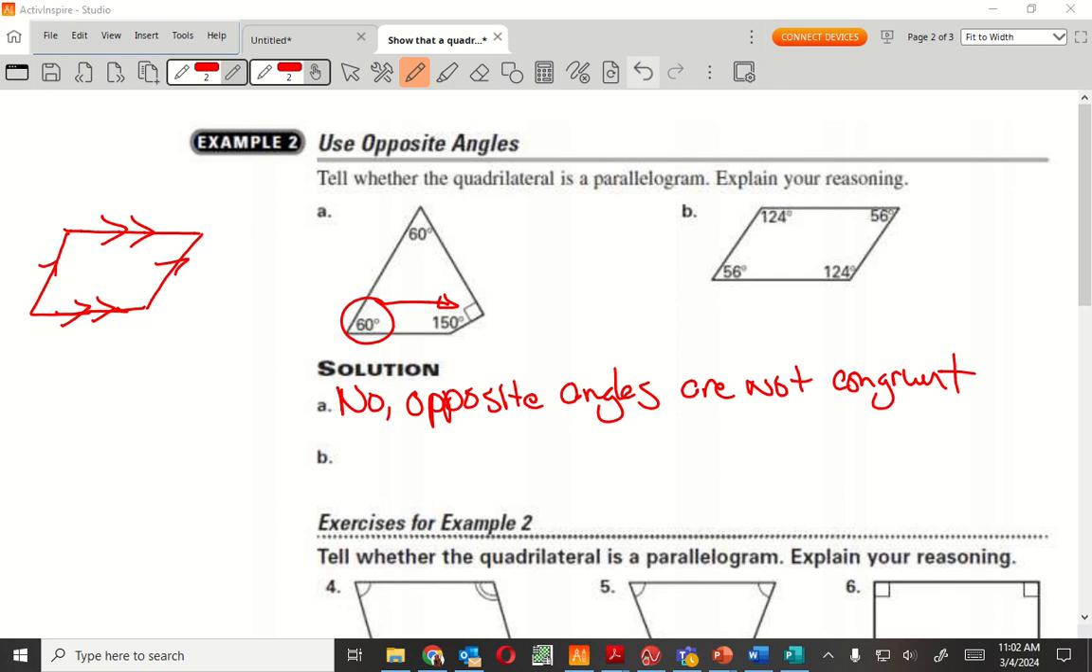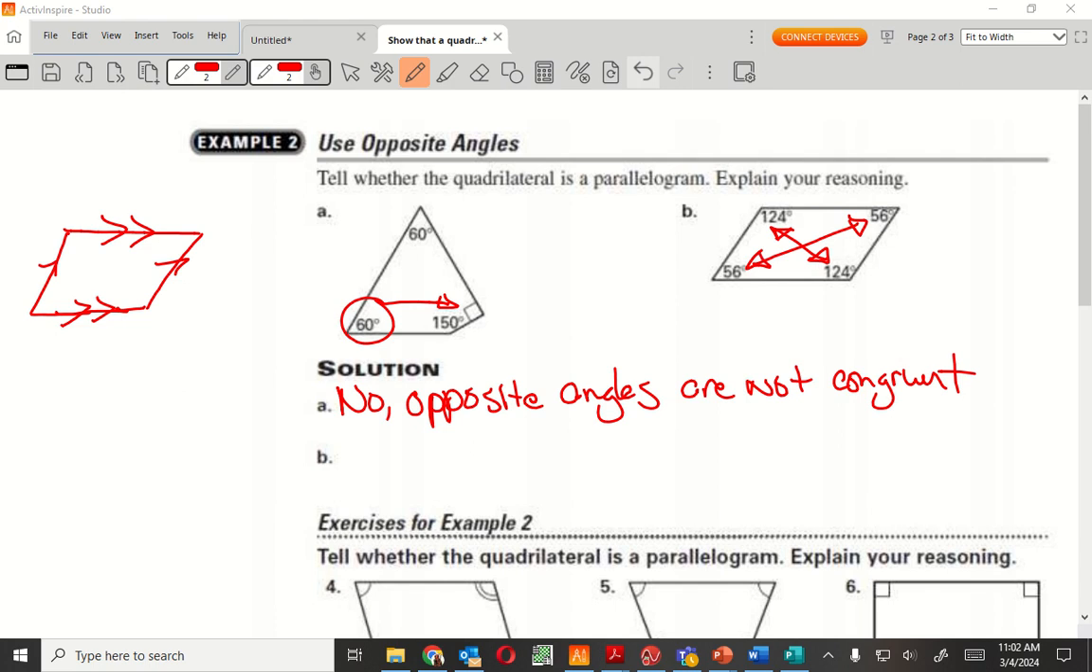Next one, B. Let's look. Opposite angles. So opposite would be here. Are those two opposite of each other? Yes, they are. Are they congruent? Yes, they are congruent. So I could say yes on that one. What, these ones over here? Yes. Opposite and opposite. Both of those are congruent.